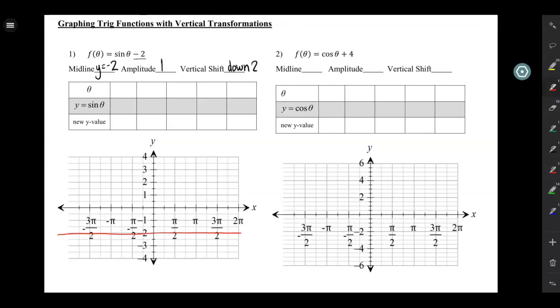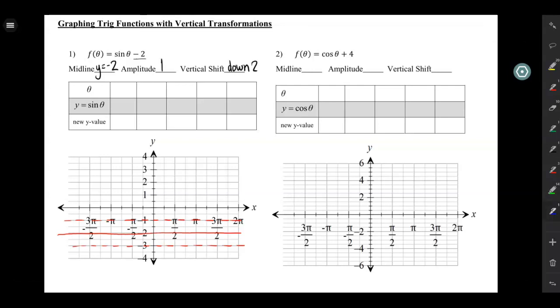So with dotted lines, I am going to draw in how far up and down my graph is allowed to go. Since my midline is -2, the highest it can ever get is -1, and the lowest it can ever get is -3. So my whole graph should fit in between those 2 red dotted lines.